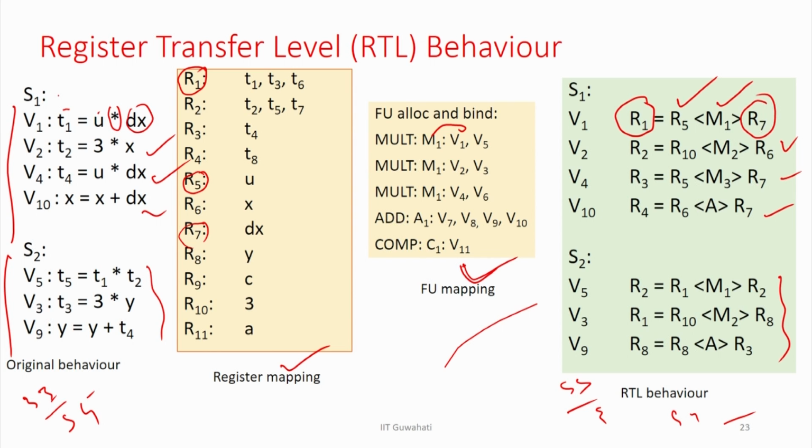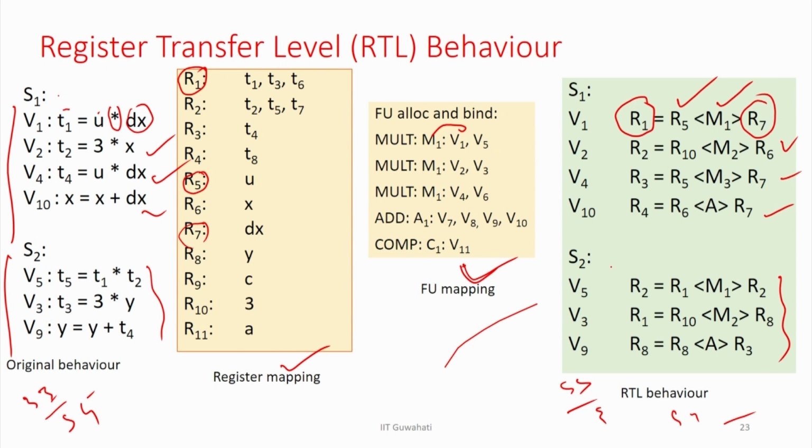So, now we have mapped the high level behavior, at least one basic block, into its equivalent register transfer level behavior. So, this is clear, right. So, now what is the next step? The next step is very natural: I have to generate the data path, because I have just made these operations that I am going to execute.